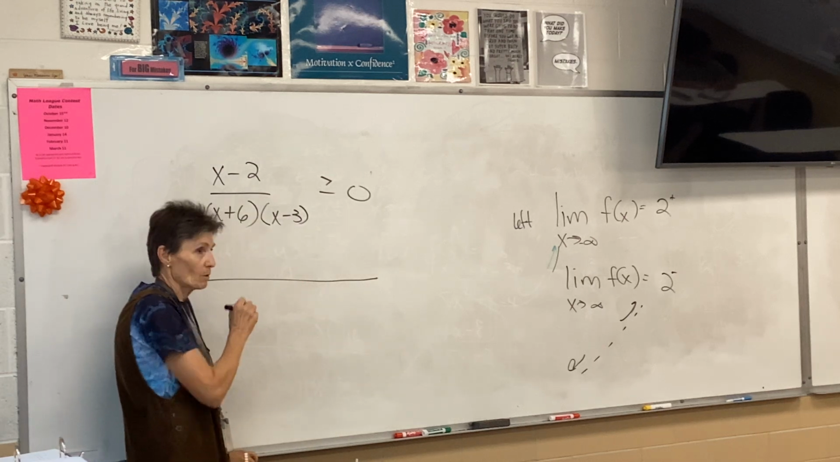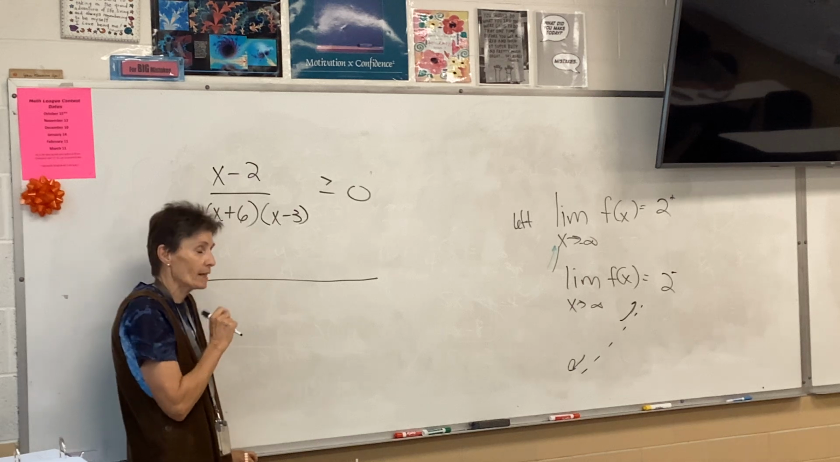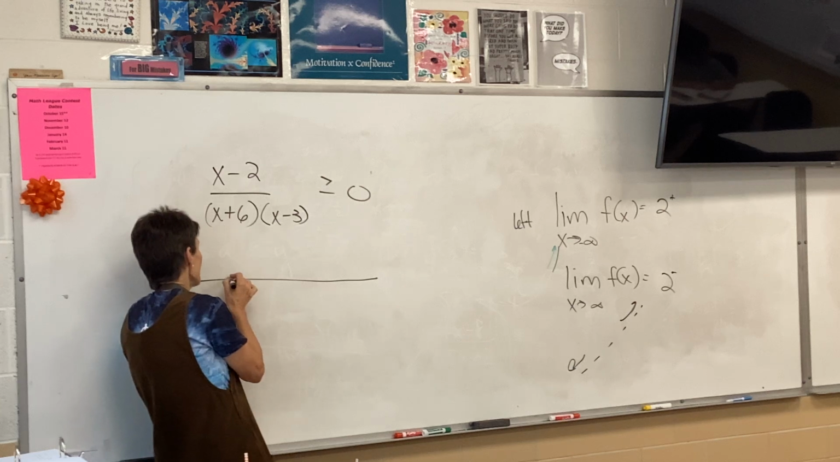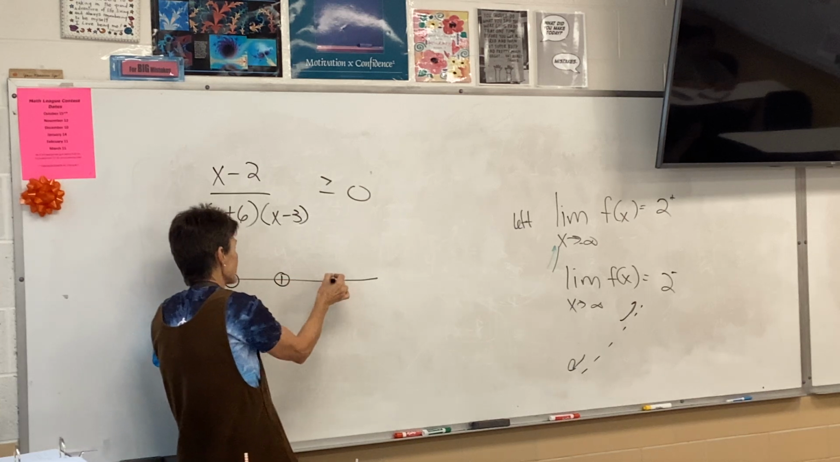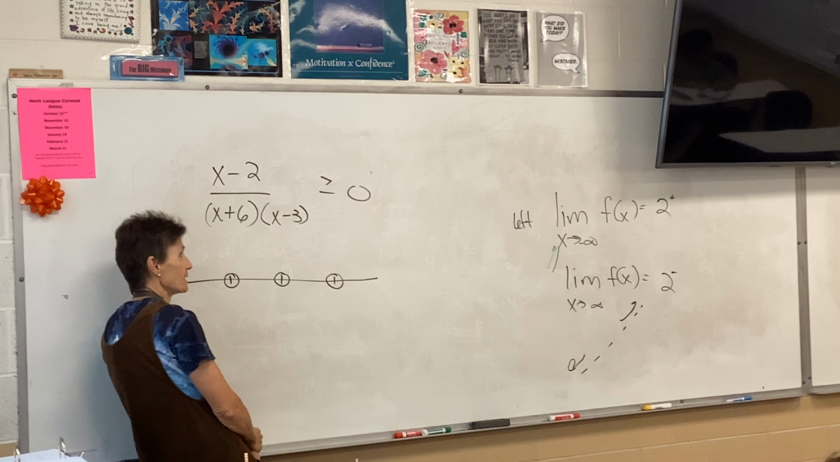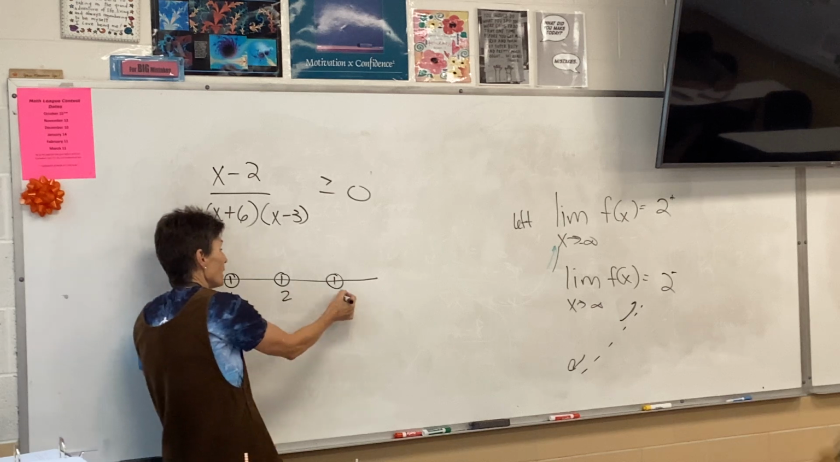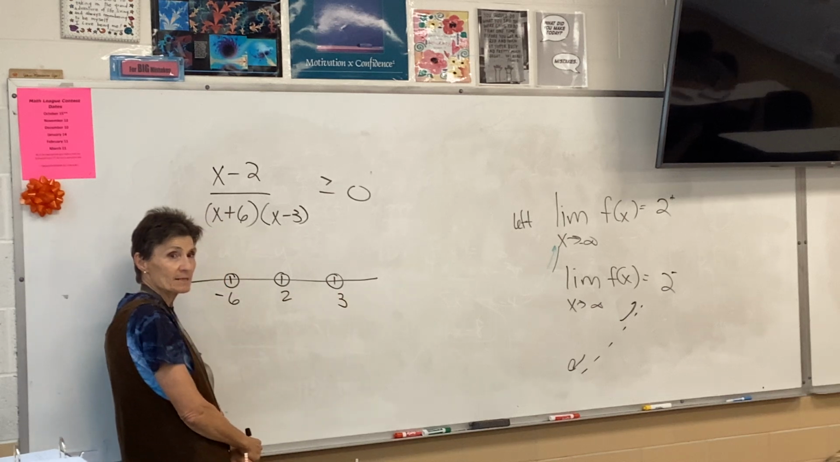So here's my number line, because I'm going to do a sign chart like I do with inequalities. Here's my number line, and there are going to be 3 dots on that number line. Anybody want to take a guess where the 3 dots are? Negative 6, 2, and 3. Does that make sense to everybody?